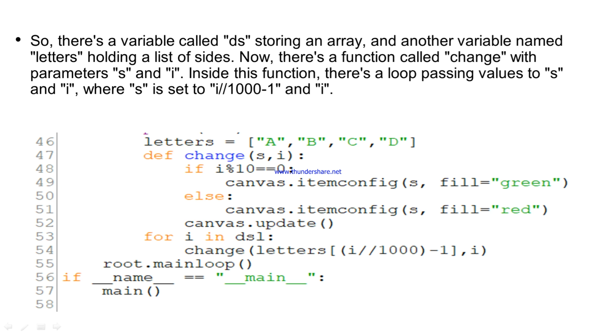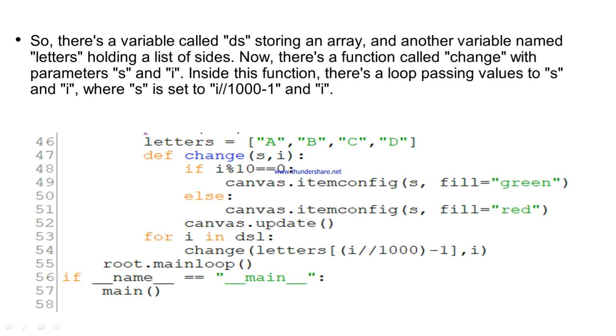And we are declaring a function called change with the parameters s and i. We are using a for loop here to assign the parameters for this change function, and we are calling the change function here. Let me explain it with an example. Consider i equal to 2001.